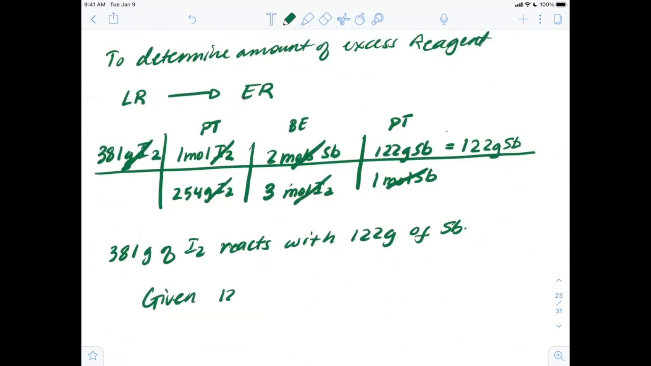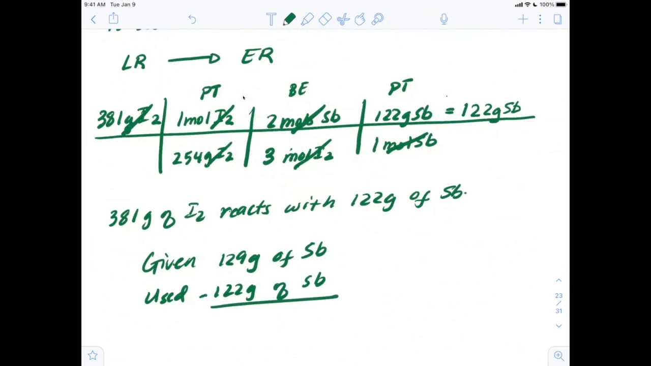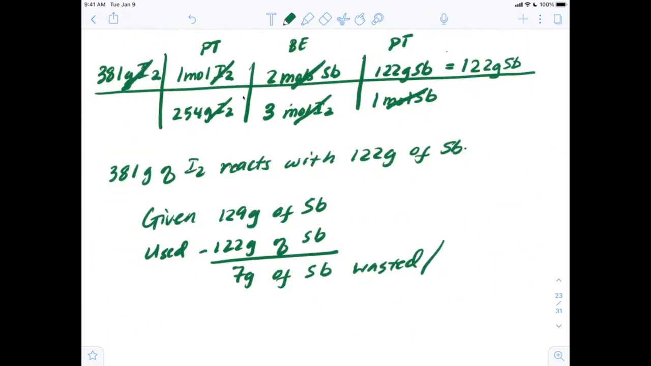Given 129 grams of Sb, that means 7 grams are in excess, right? You have 122 grams of Sb. This amount got used, right? Or reacted. So when you subtract these two, what do we get? 7 grams of Sb. Wasted. Because it would just sit in the container, just swim around. And chemicals cost money, y'all. So this is wasted, but essentially, excess. We figured out the amount of the excess reagent, 7 whole grams.